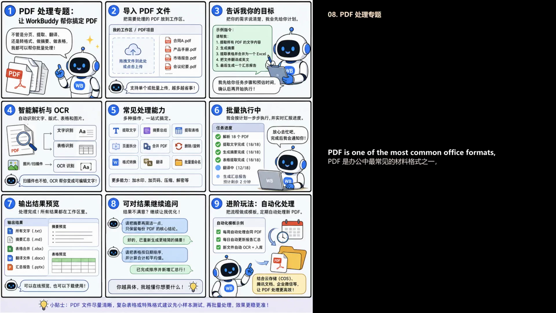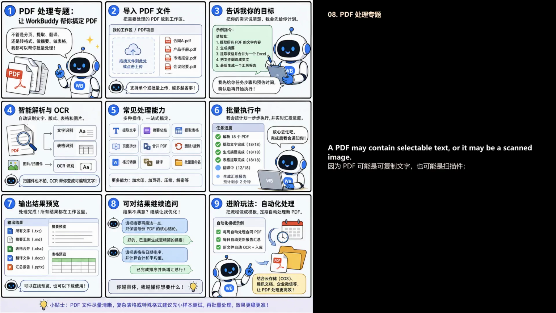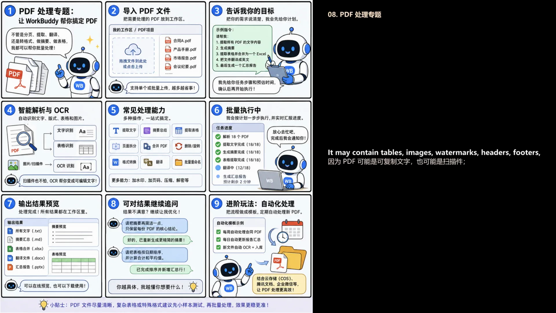PDF is one of the most common Office formats, but it is also one of the easiest formats to handle incorrectly. A PDF may contain selectable text, or it may be a scanned image. It may contain tables, images, watermarks, headers, footers, or multi-column layouts.